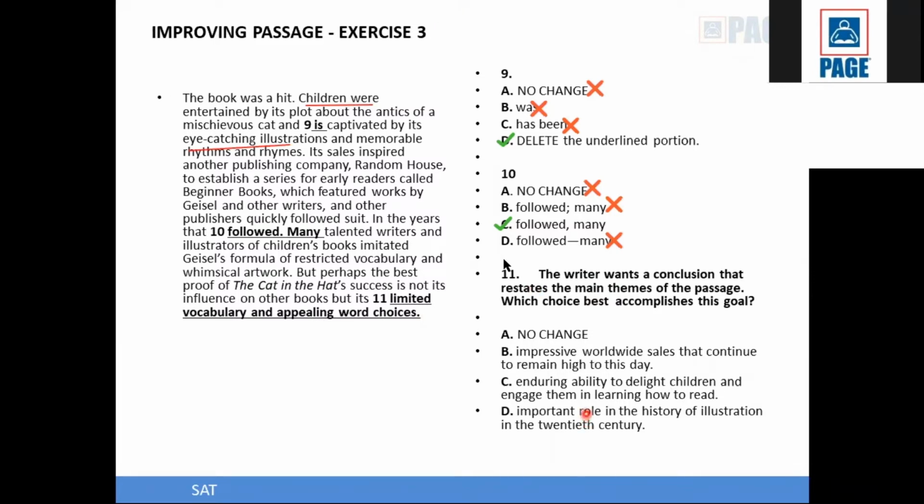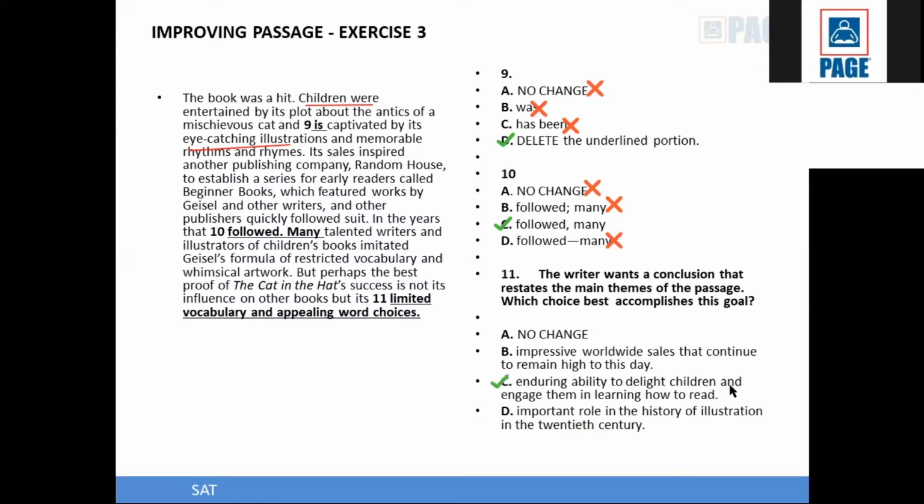For 11, these are all the choices given. The first one, no, we need to have a conclusion, and there is no conclusion here. The next is not worldwide; we did not get any names of countries. They are not talking about history or century. They are talking only about children.